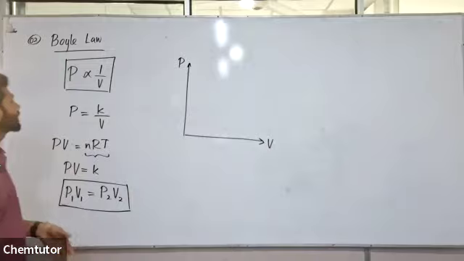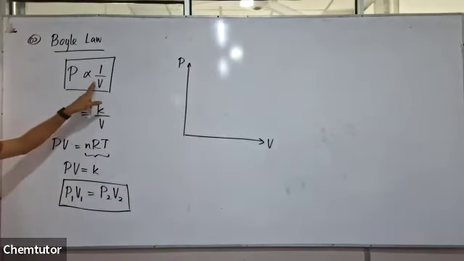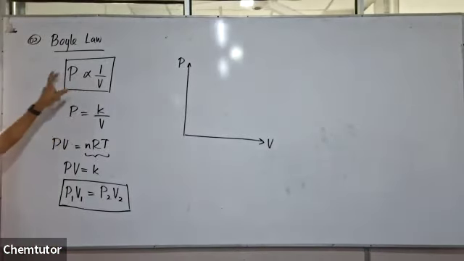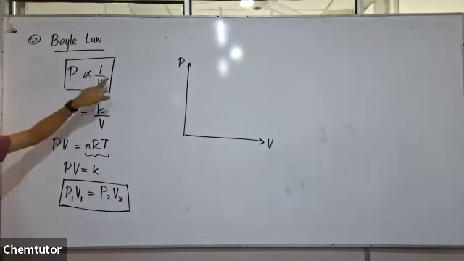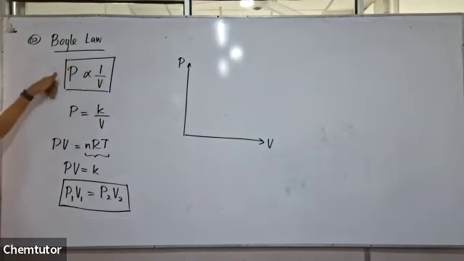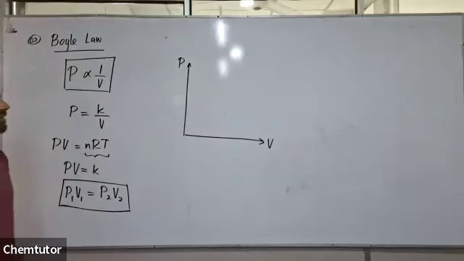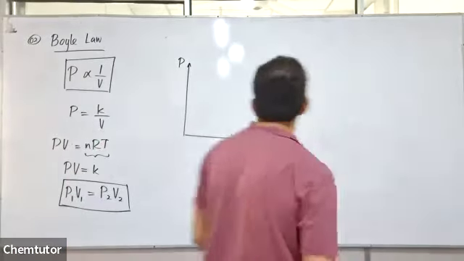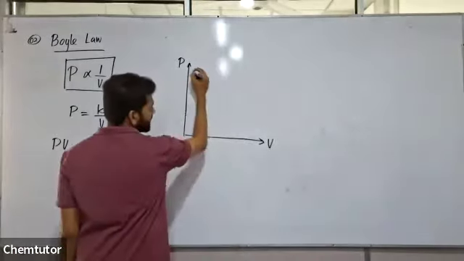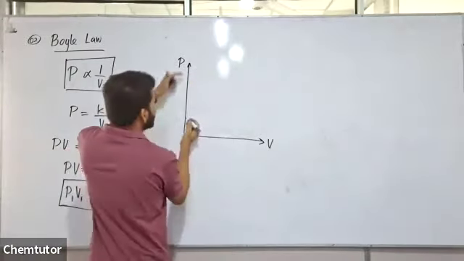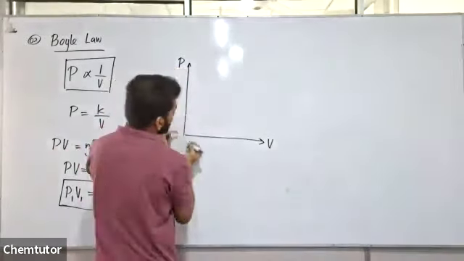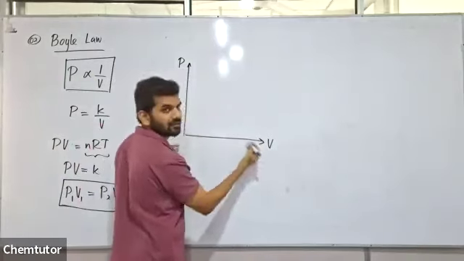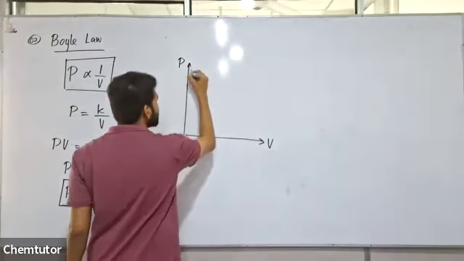Now see, pressure is inversely proportional to volume. That means once we increase the pressure, volume decreases. Once we decrease the pressure, volume increases. So there will be an exponential relationship over here. Right? So we can draw it. At higher pressures, volume is less. At lower pressures, volume is high. So it will be changing like this.